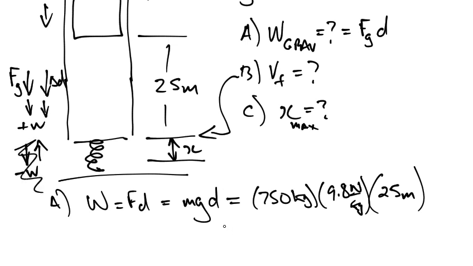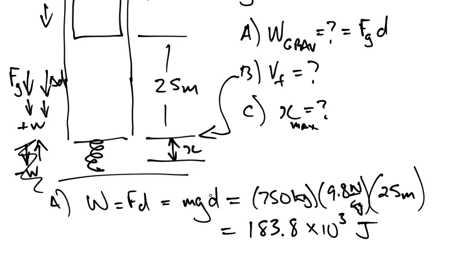Okay, so what do we get here? 750, enter, 9.8 times 25 times. Okay, we're getting 183.8 or so times 10 to the power of 3 joules of work done by gravity.